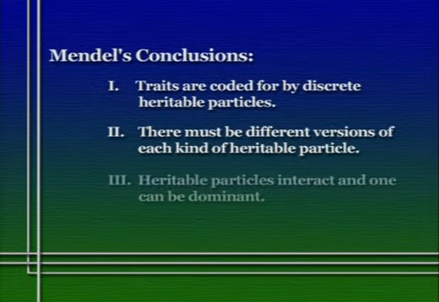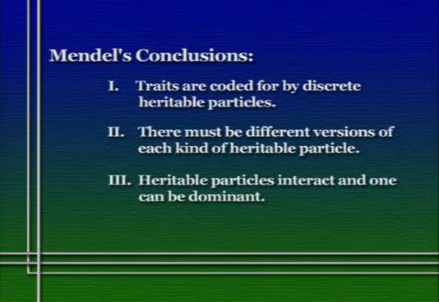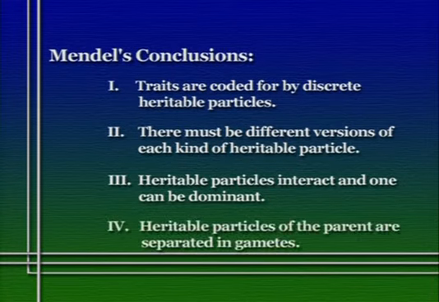Third, Mendel realized that alleles can interact with each other. Specifically, he identified the fact that one allele might be dominant over the other allele. And finally, Mendel figured out that the two alleles a parent has are separated into different cells when gametes are formed, an observation that we refer to as Mendel's law of segregation.